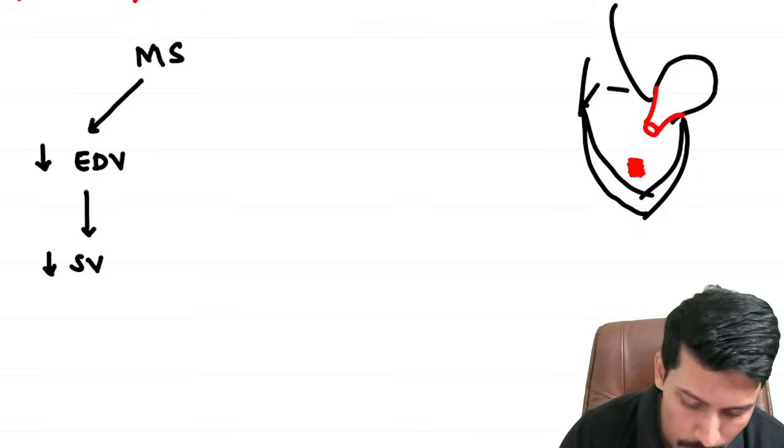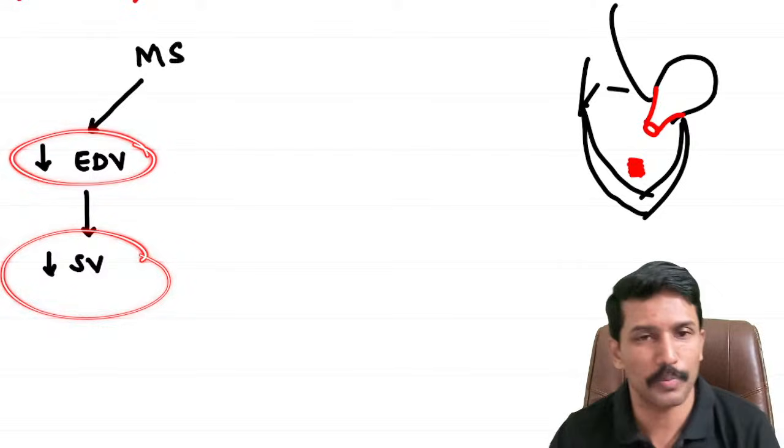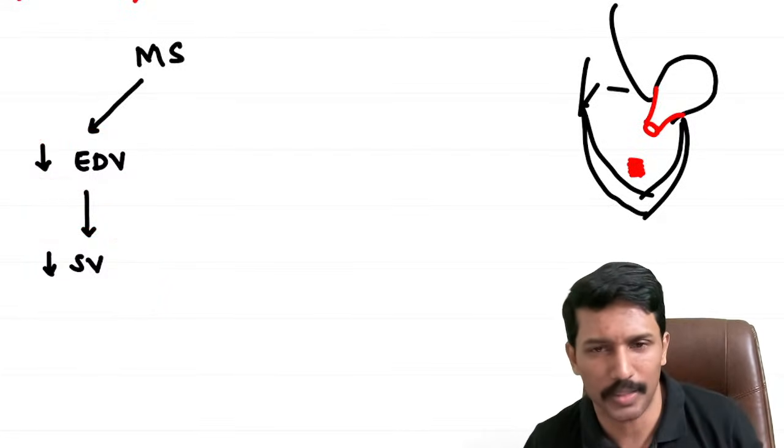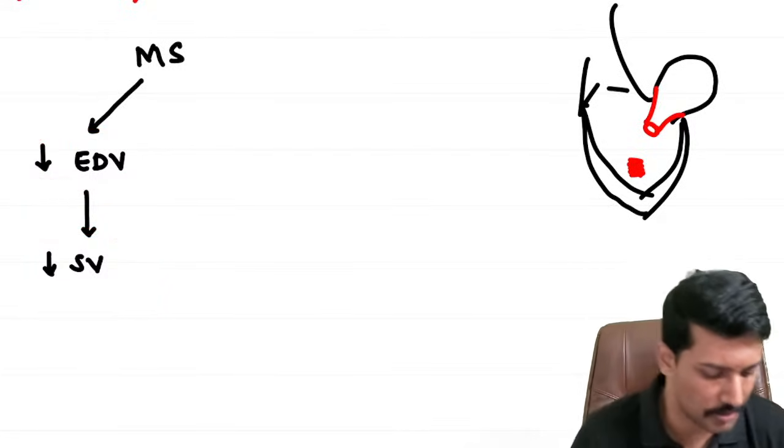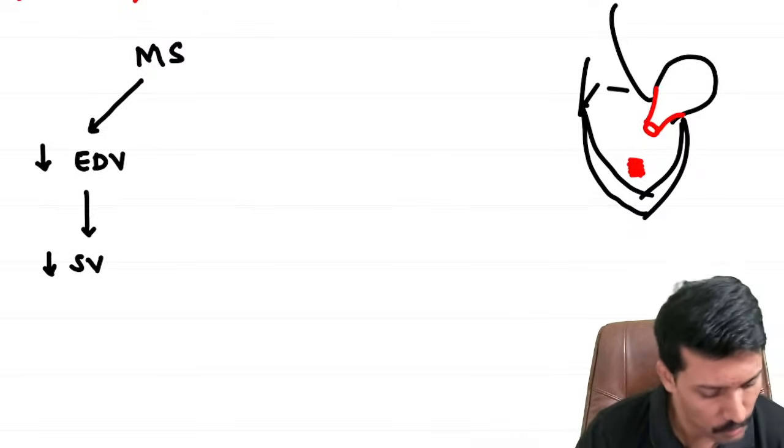Okay, can anybody tell me what is the relationship between end diastolic volume and stroke volume? Normally, not talking about mitral stenosis, but normally, what is the relationship? So Tapa, very good.